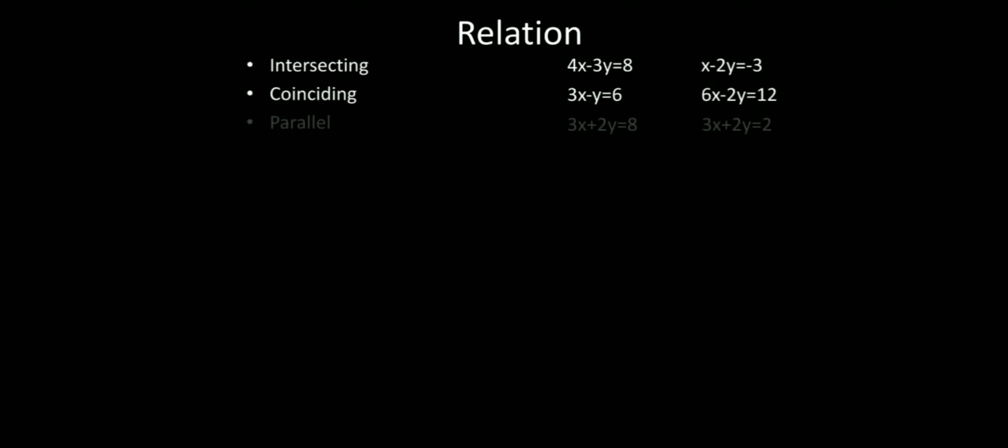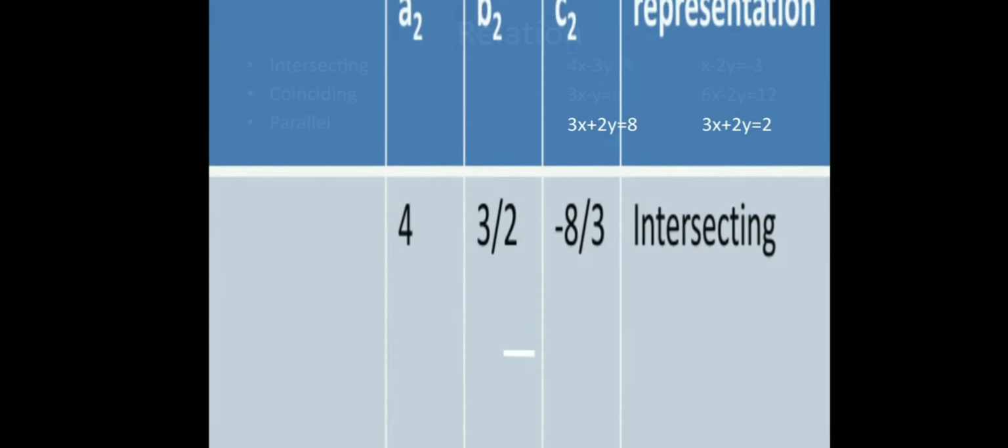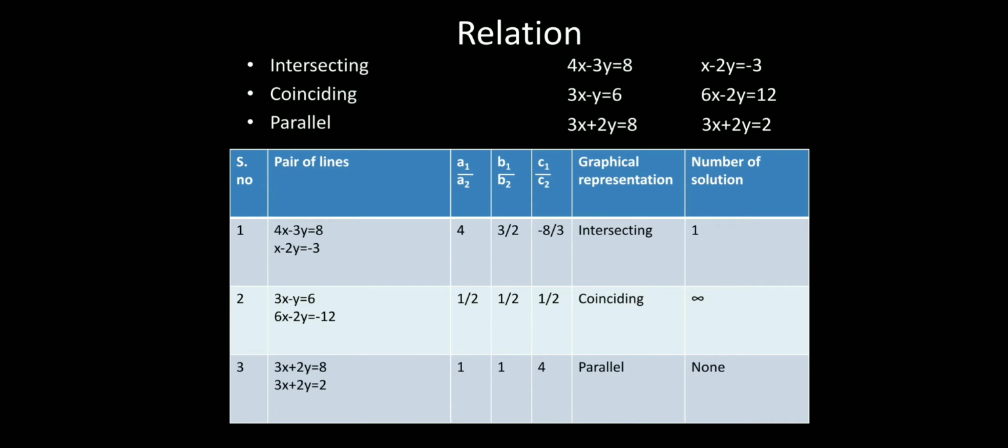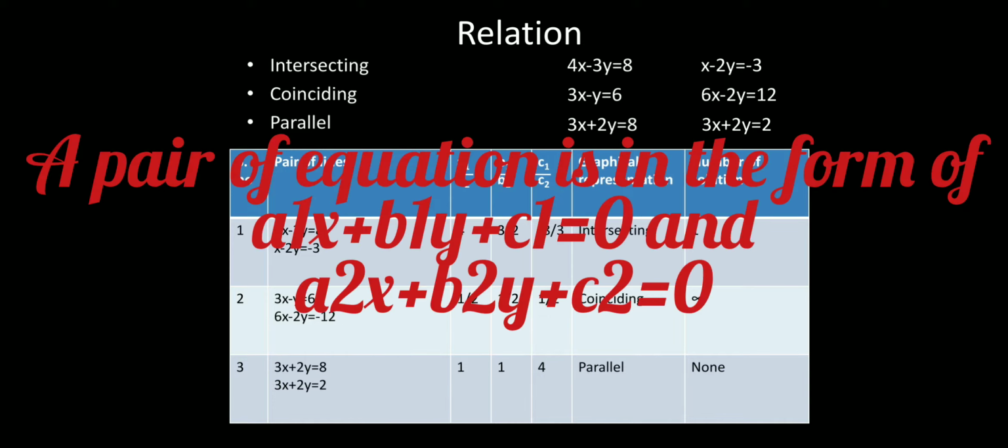Now the relations between intersecting, coinciding and parallel lines. Okay, how to identify them with the equation? Now we are going to discuss this. I hope you know what a1, b1, c1 and a2, b2, c2 are, because the first equation is a1x plus b1y plus c1 equals 0, and the second equation can be a2x plus b2y plus c2 equals 0.